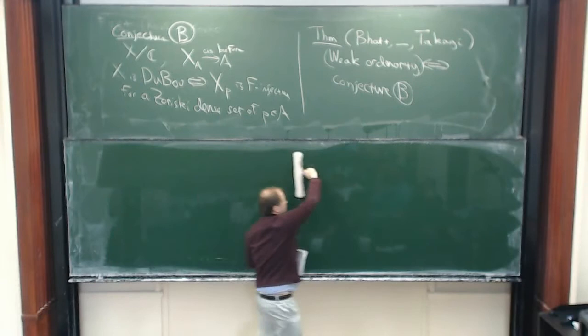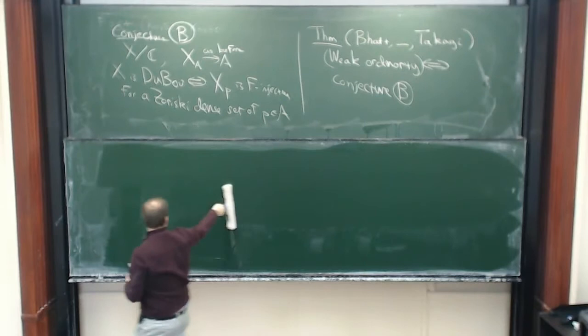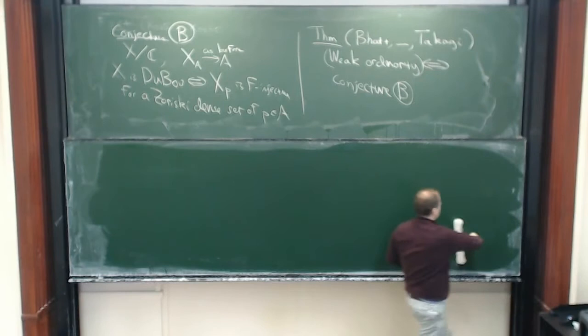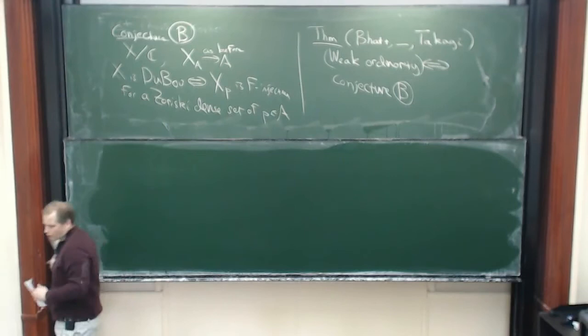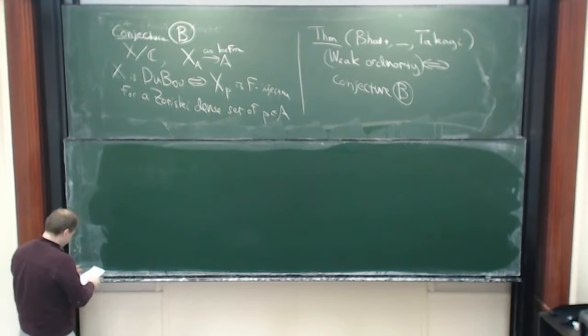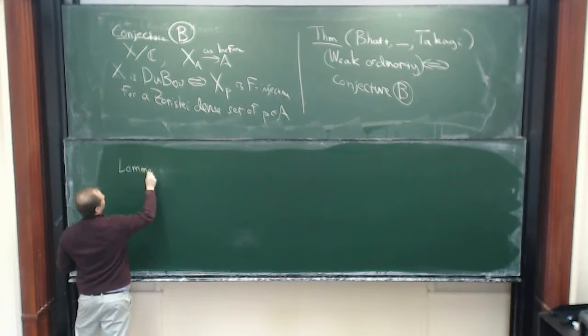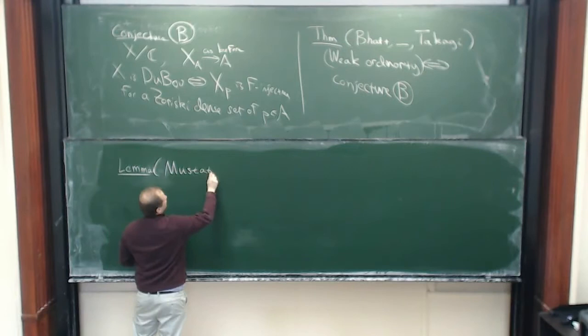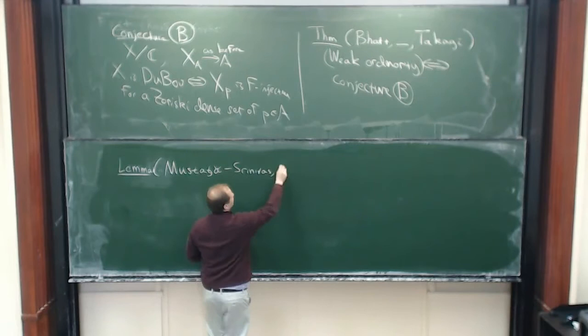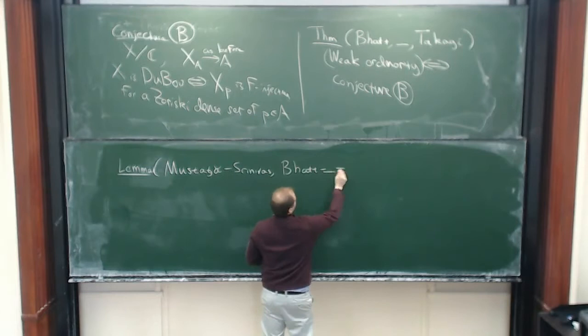So if you recall, the weak ordinarity conjecture was a statement about the Frobenius acting bijectively on the cohomology of a variety. And so here's the lemma, due to Mircea Mustață and Srinivas. In the form we're stating it here, I'm technically going to state a small generalization of what they wrote down there.